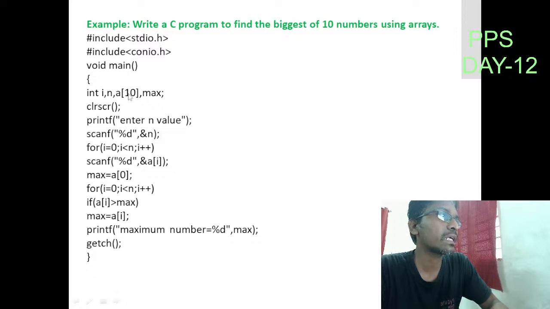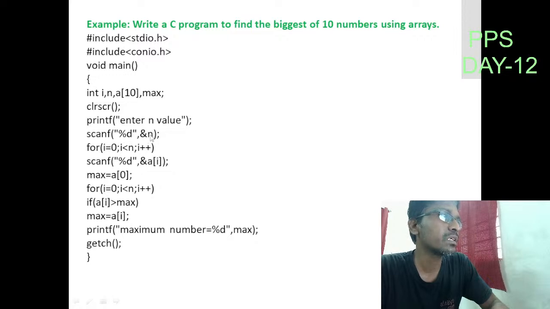After declaring the array, we have to read a number n. That means out of 10 elements, how many elements we require. If you want 10 elements, then you enter the n value as 10. If you use only 5 elements out of 10, then you write the n value as 5 only. So that is the n value.